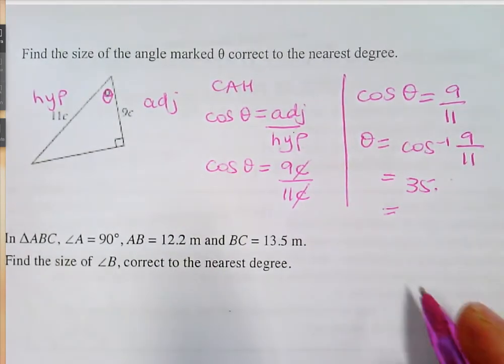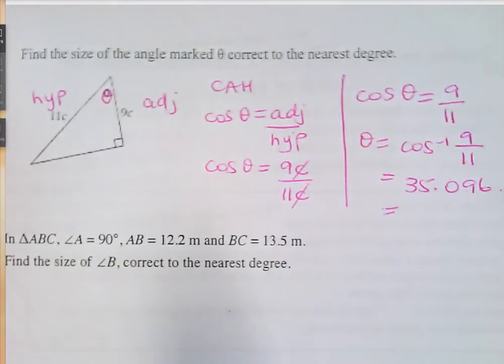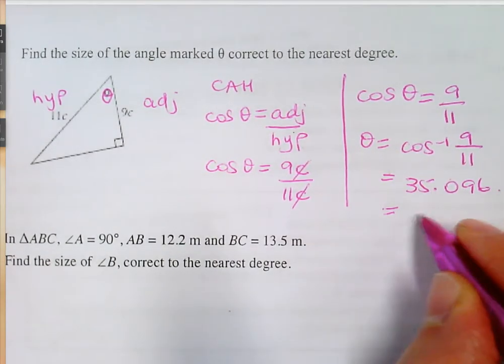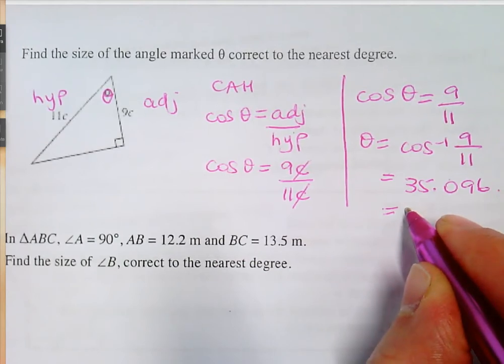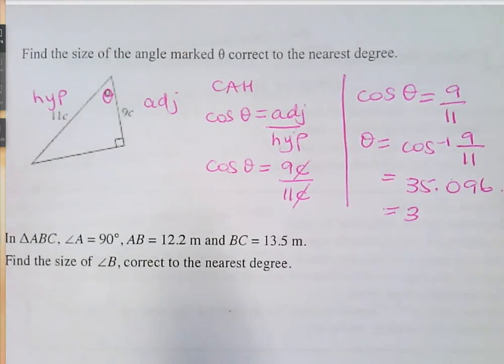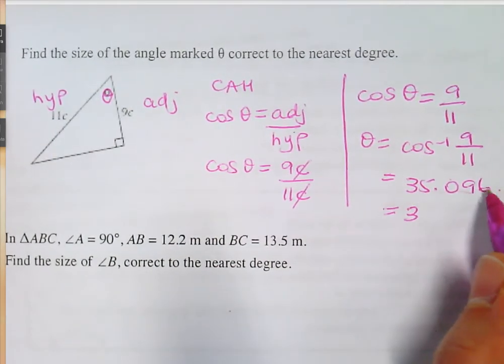35 point 09680, etc. Whatever. We just want it to the nearest degree, so we don't need to change it to degrees, minutes, seconds. What do we get? Nearest degree. 35 degrees and 6 minutes. To the nearest degree, 35 degrees. Girls, if you want, you can change that to degrees, minutes, seconds.